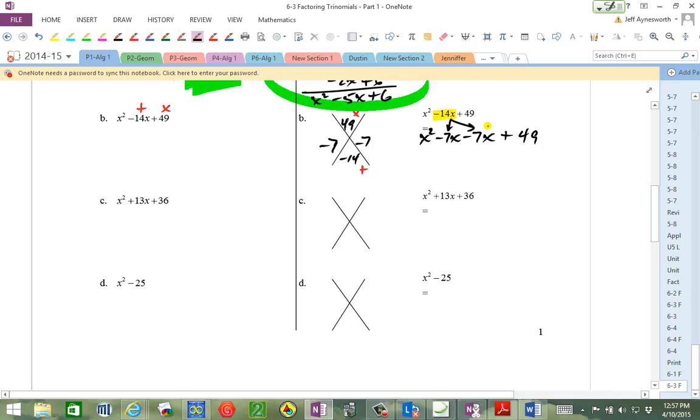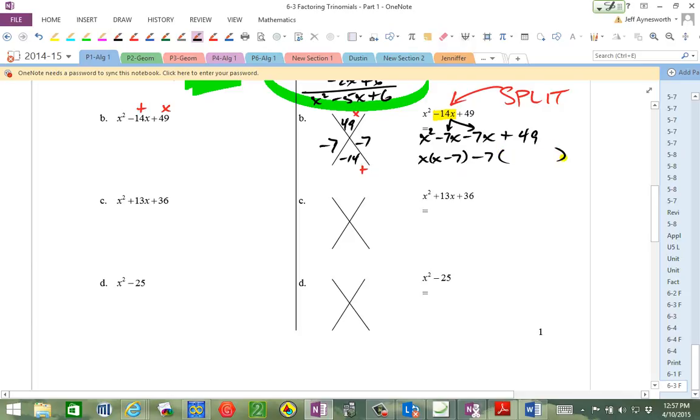Split the middle term. Okay? So you do that. Then you do a little factor by grouping. In the first group, there's an x in common. X times x is x squared. X times negative 7 is a negative 7x. Third term is negative, so distribute out not 7, but negative 7.